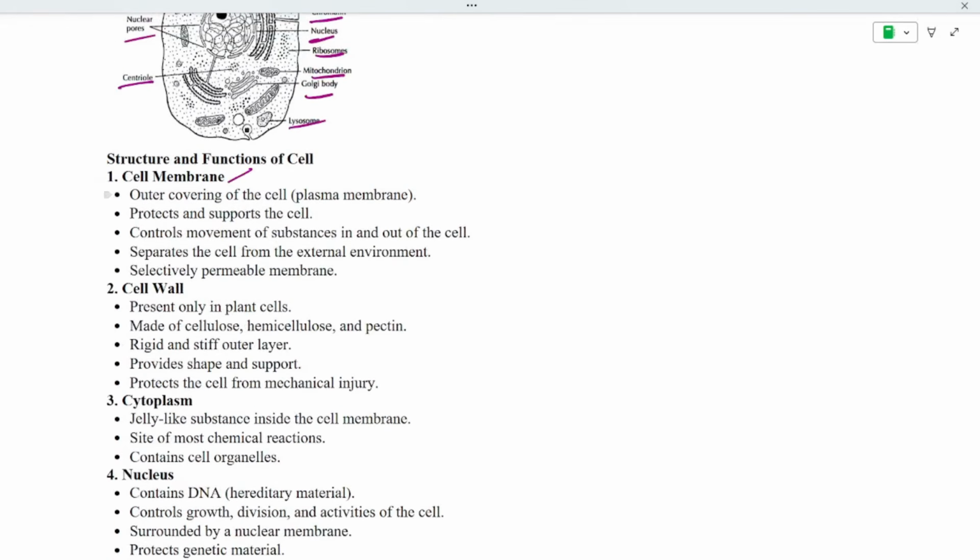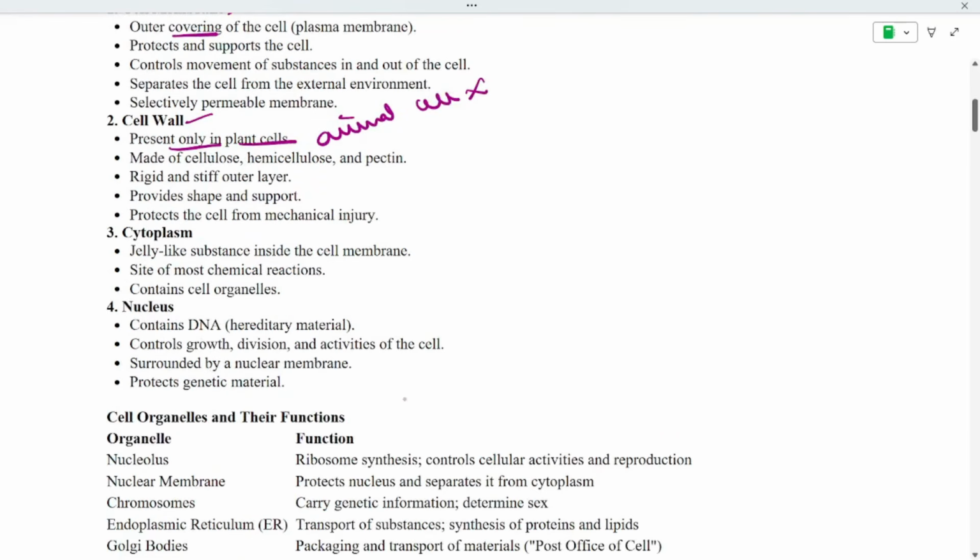The cell membrane is the outer covering, and the cell wall is present only in plant cells. In animal cells it is absent. Okay, in animal cells it is absent. Cytoplasm is a jelly-like substance inside the cell membrane. Most chemical reactions happen here in the cytoplasm, which contains cell organelles.